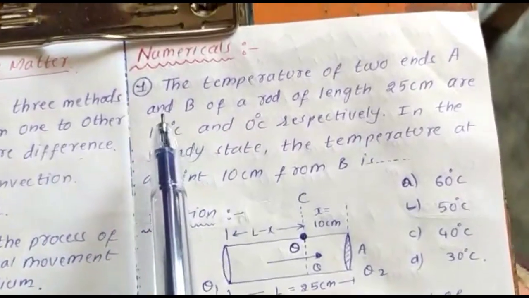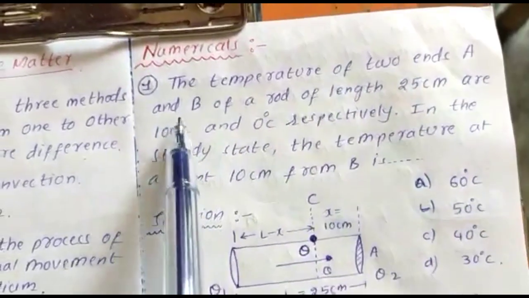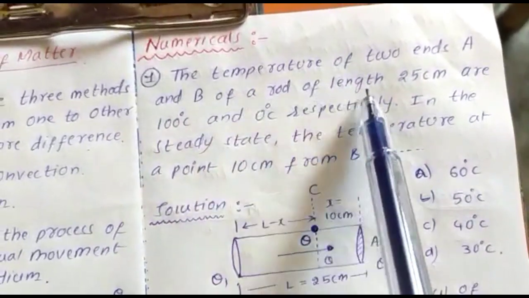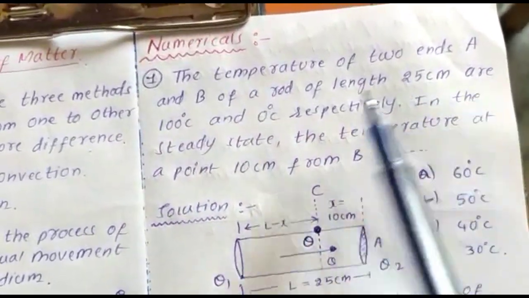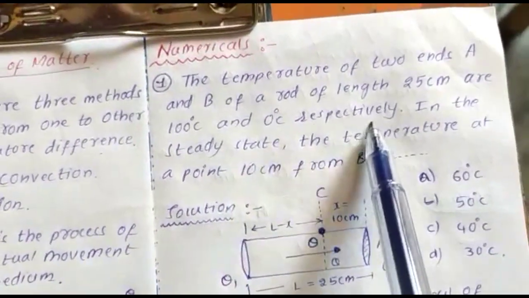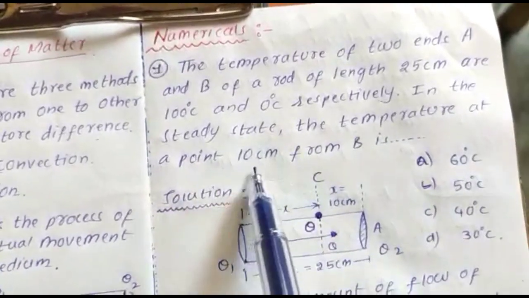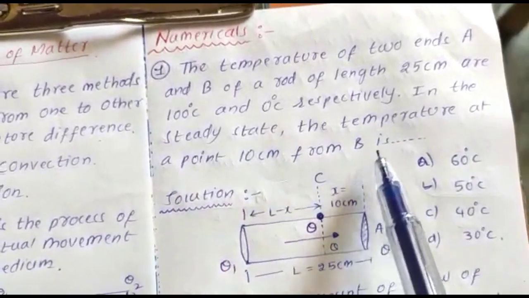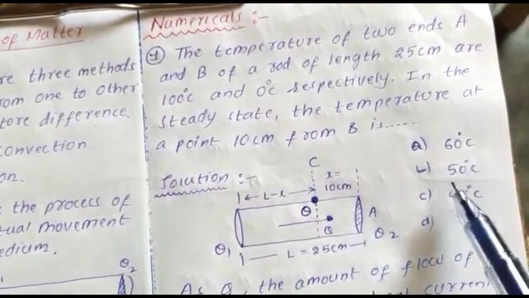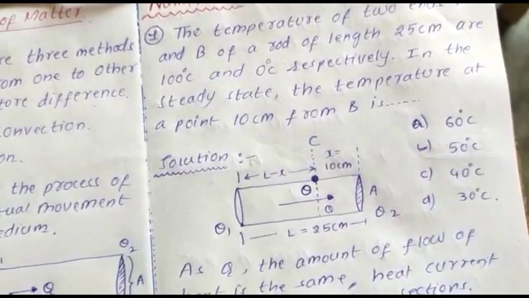Here the first problem is: the temperatures of two ends A and B of a rod of length 25 centimeter are 100 degrees Celsius and 0 degrees Celsius respectively. In the steady state, the temperature at a point 10 centimeter from end B is. Here I have given options also, A option, B option, C option and D option.